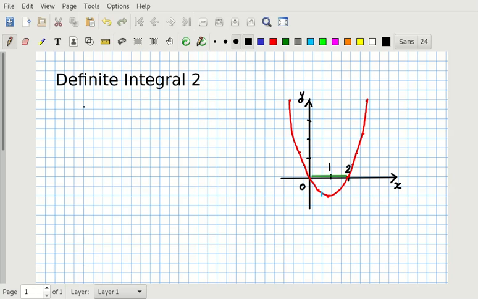Integral too. Okay, last time we introduced the definite integral with Riemann sum. So we're going to do a concrete example of the integral. Okay, compute the definite integral from 0 to 2 of x squared minus 2x dx, using the Riemann sum.